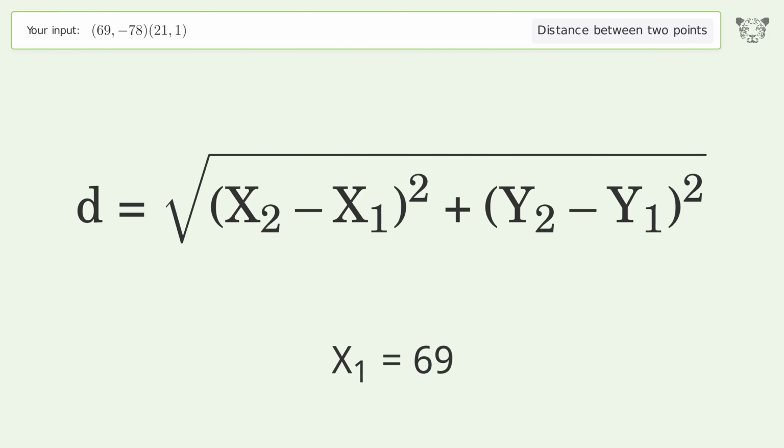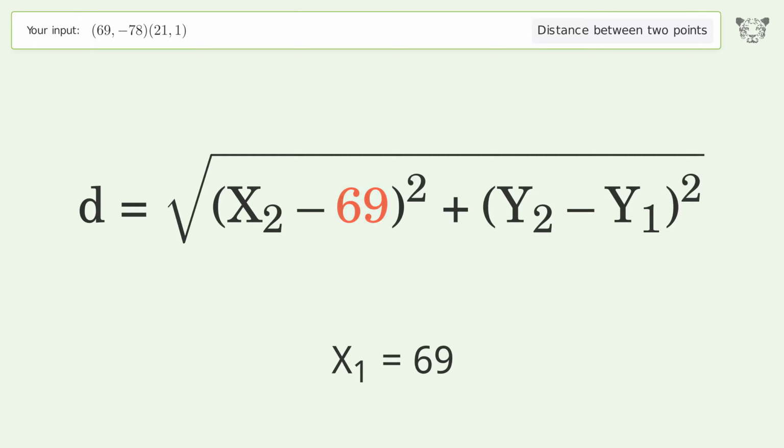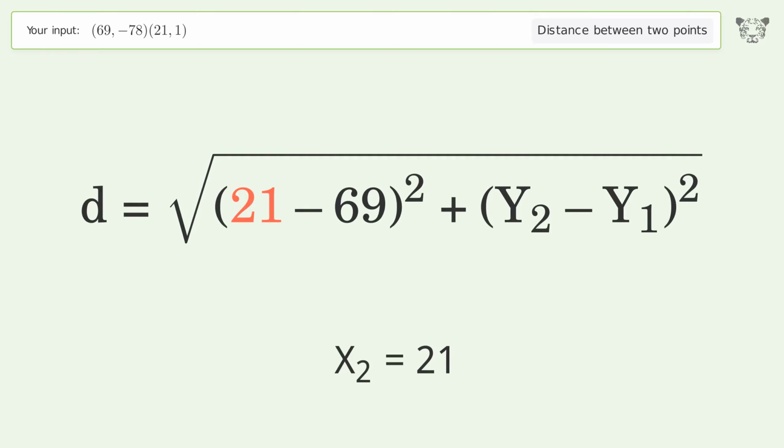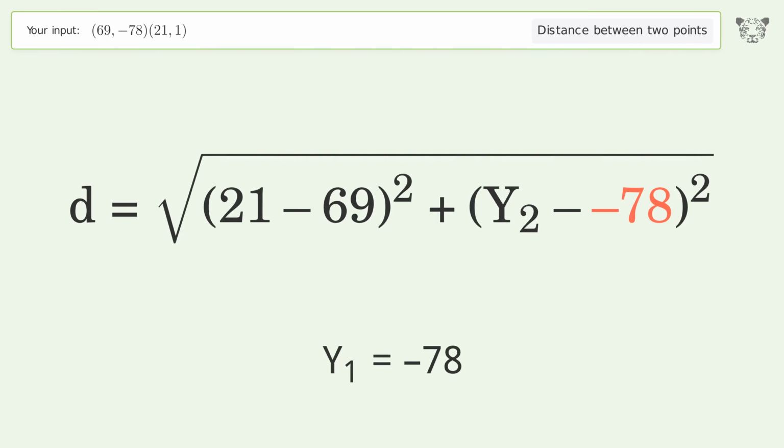x1 equals 69. x2 equals 21. y1 equals negative 78. y2 equals 1.